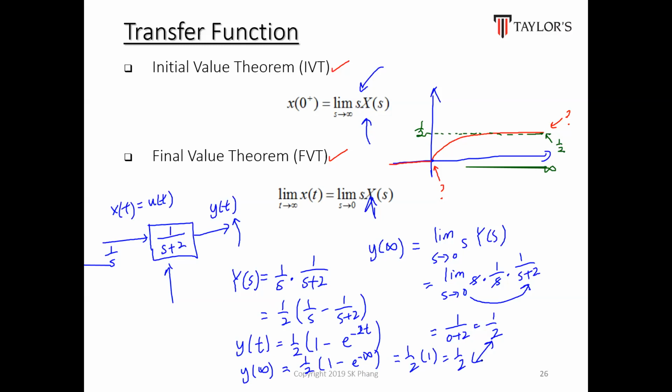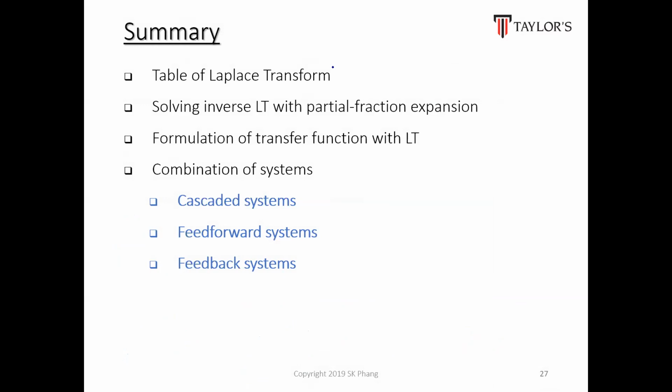But these theorems allow you to find the answer quickly without solving this. This particular example is very simple. It's just 1 over s multiplied by 1 over s plus 2. What if your transfer function is something like this: s squared plus 3s plus 5 divided by s cubed minus 4s squared plus 2s plus 1? Then it's very difficult for you to do the partial fractions. If you are required to find the final value or the initial value, you can just make use of this. Very simple. Okay, I think that's all for the class today.